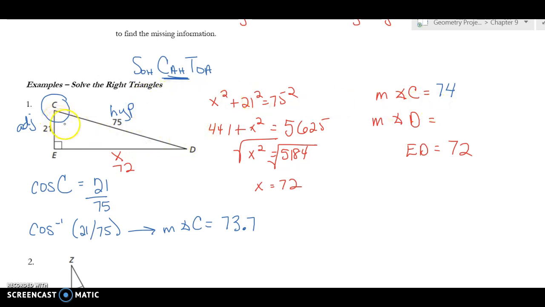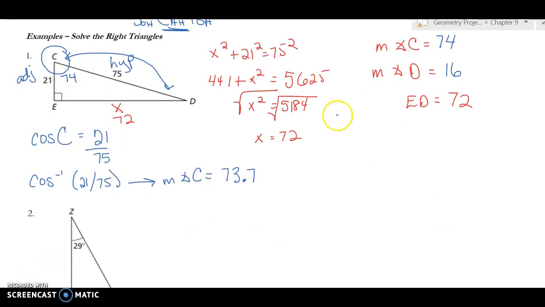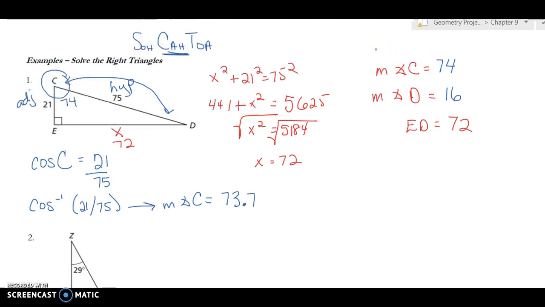Now, to find angle D, don't the three angles in a triangle add up to 180? So I can do 74 plus 90 and take that away from 180. I also can say that C and D have to equal 90, so I could just subtract from 90. And so I get 16. Let me just double check my math. I would hate to get it wrong because I do make mistakes sometimes, just like everybody else. Yep, 16. Okay? It doesn't matter what order you use. You just want to find each of those pieces.